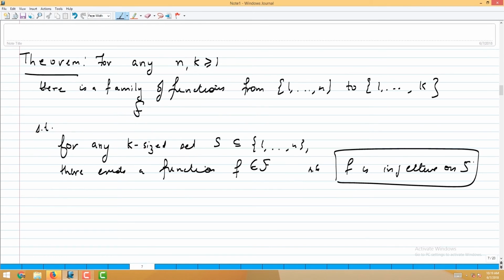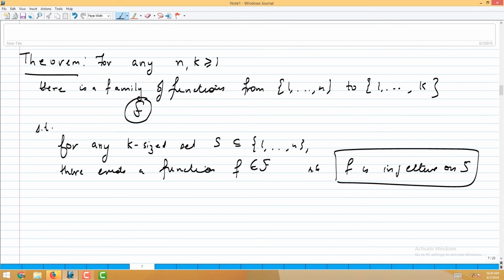So what can you say about this family? Can you always come up with a family of functions which have this property? I want a family of functions whose domain is 1 to n and range is 1 to k, and the property of this family is, if I give you any k size set, there is a function in the family which maps this set injectively. If I give you some set S, can you always find a function that maps this set injectively?